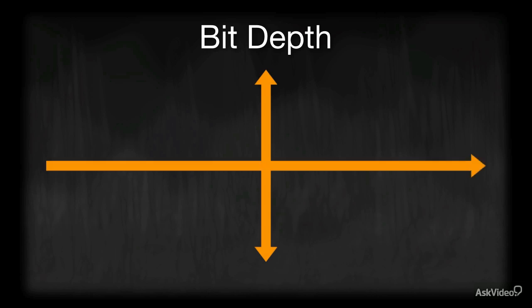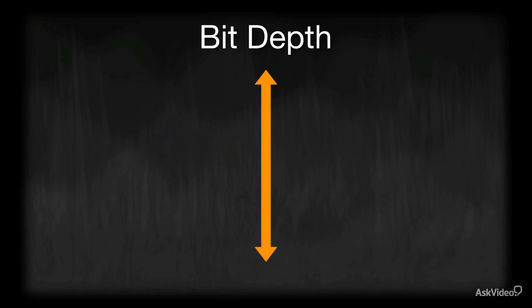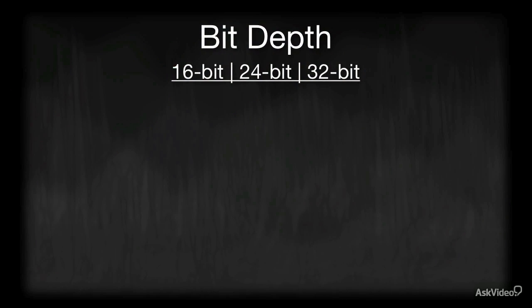When audio is captured digitally, it's recorded in two dimensions. There's an up and down, which is the bit depth, and then there's left to right, which is sample frequency. And I'm going to talk to you about bit depth now, because the bit depth is what determines the dynamic range of the digital audio. So let's look at the three most common bit depths for digital audio. There's 16-bit, 24-bit, and 32-bit.